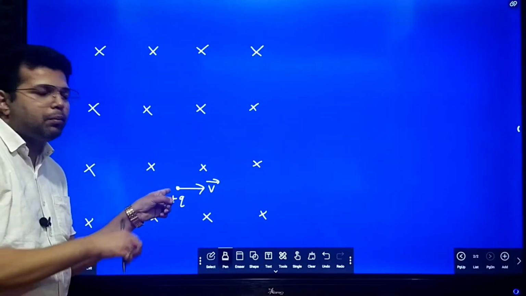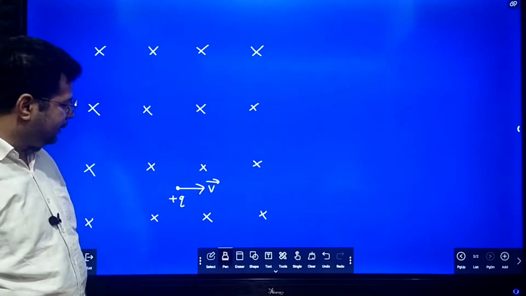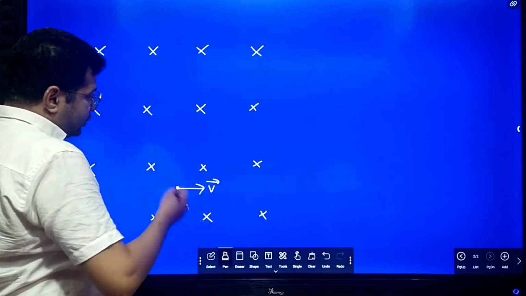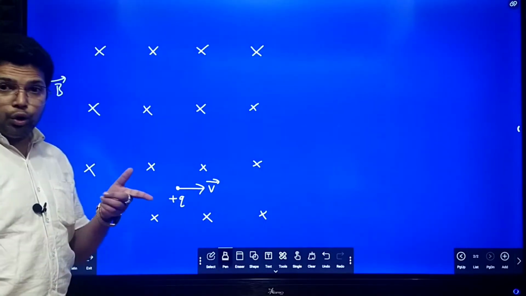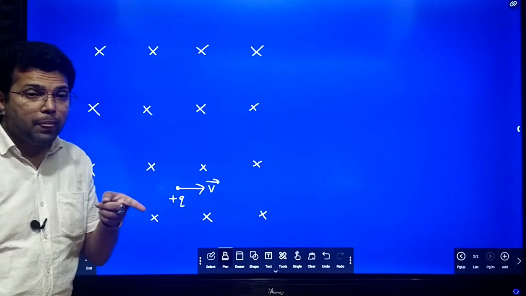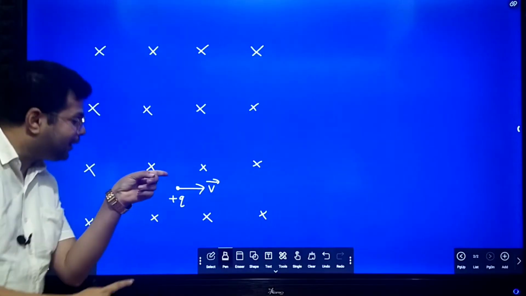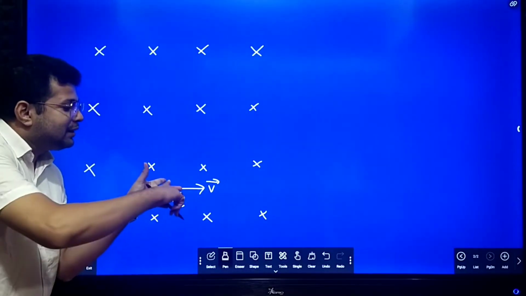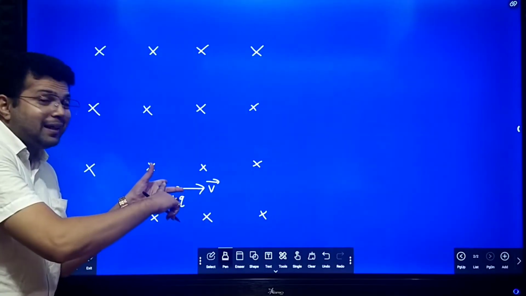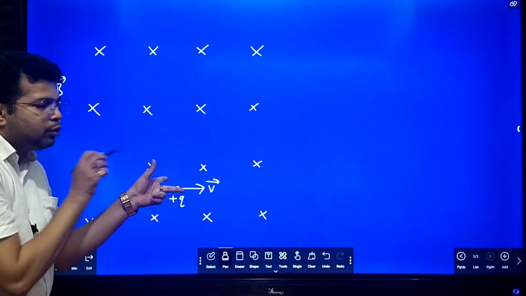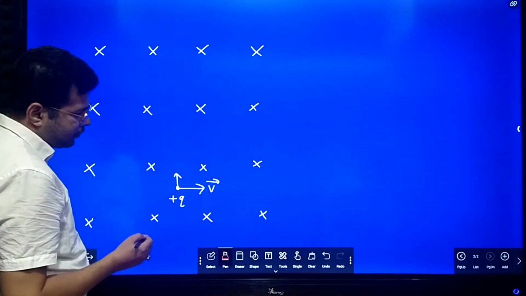Magnetic field is into the plane of the board. Direction of velocity of the charged particle is this. Angle between them is 90 degree. Now, what is the direction of force experienced by the charged particle? So, you have to use Fleming's left hand rule. If forefinger represents the direction of magnetic field, central finger represents the direction of motion of positive charge or the direction of current, then the thumb will give you the direction of force acting on the charge.